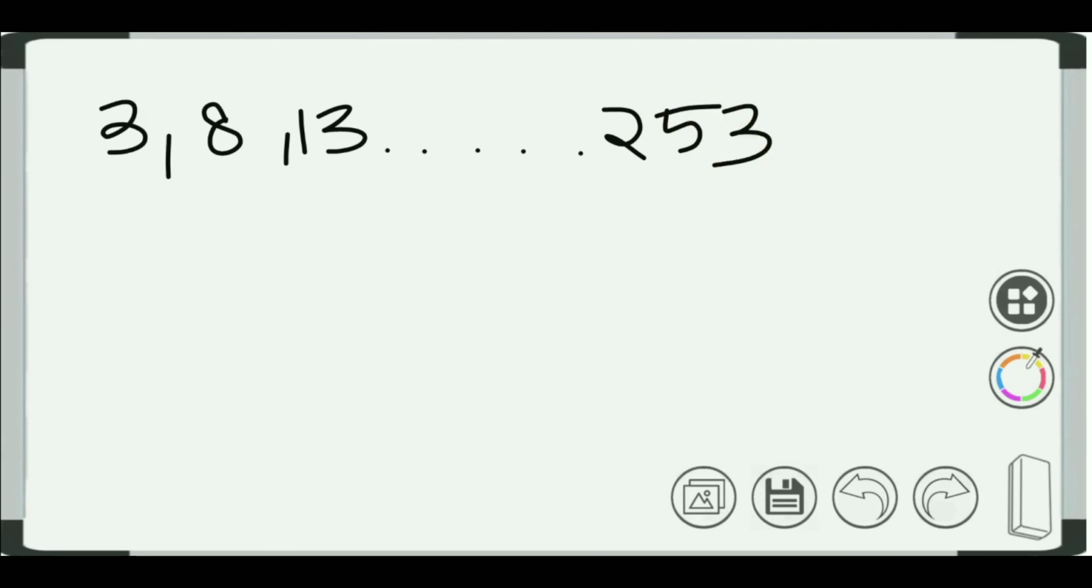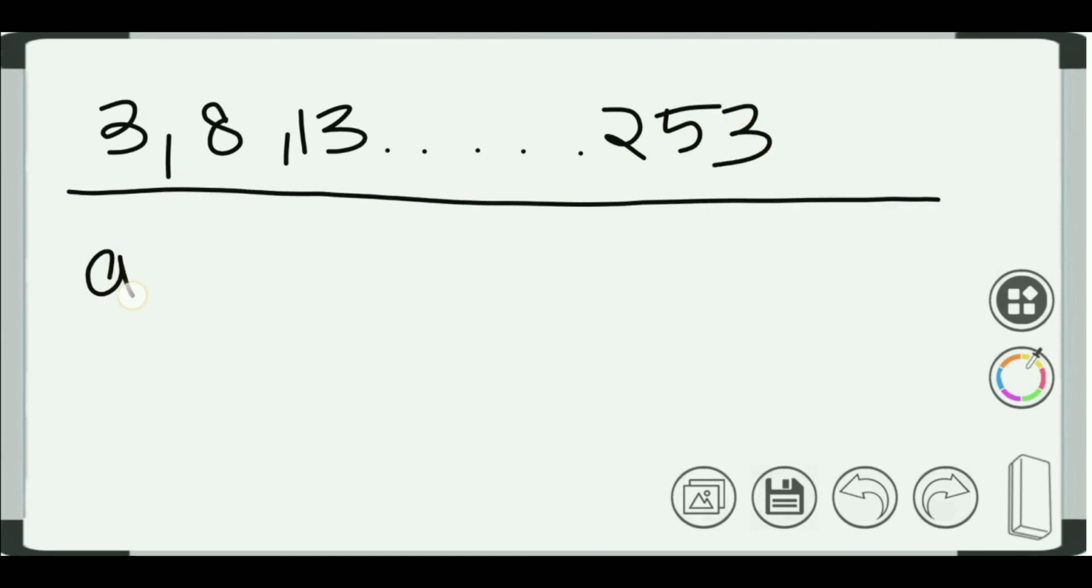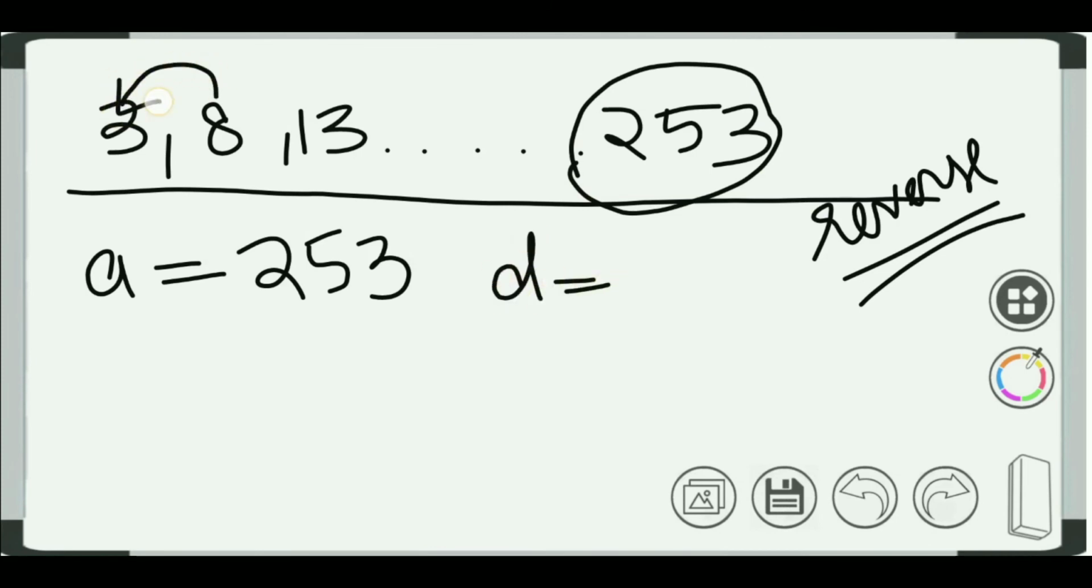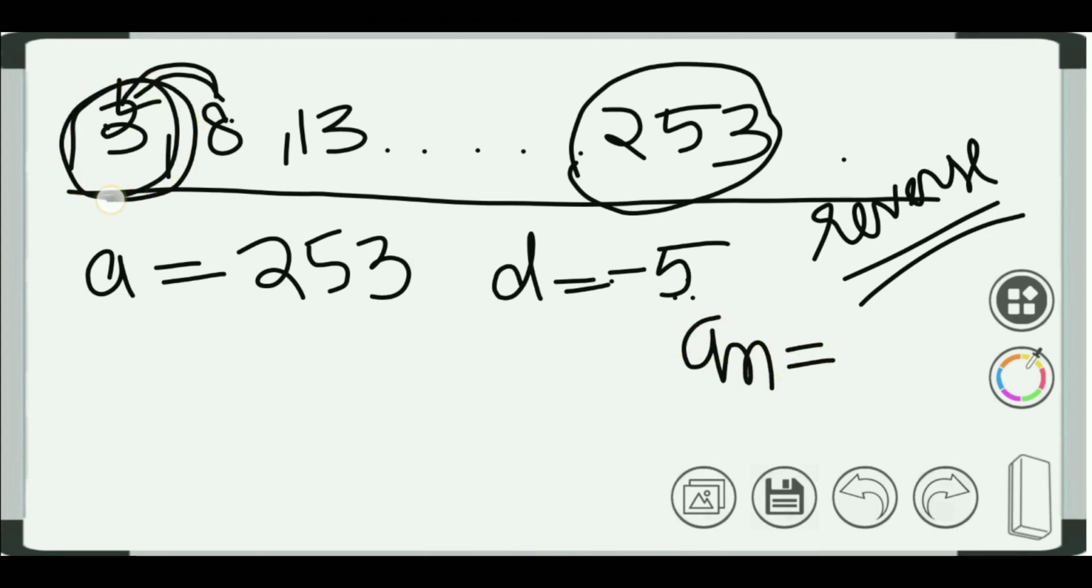253. Okay. Now what are the given details? See, A is equal to 253. Since this is the reverse case, you need to take A as 253. Then D is equal to, what is D? 8 minus 3, 5. But since this is reverse, you need to change the sign. If you are getting the common difference as 5, take minus 5, because we are coming from the last to first. 8 minus 3 is 5, but I am taking minus 5. Okay. What is A and the last term? This one, 3. Everything reverse.